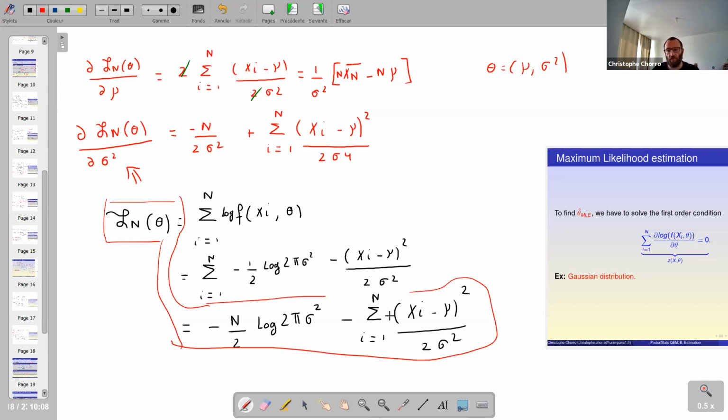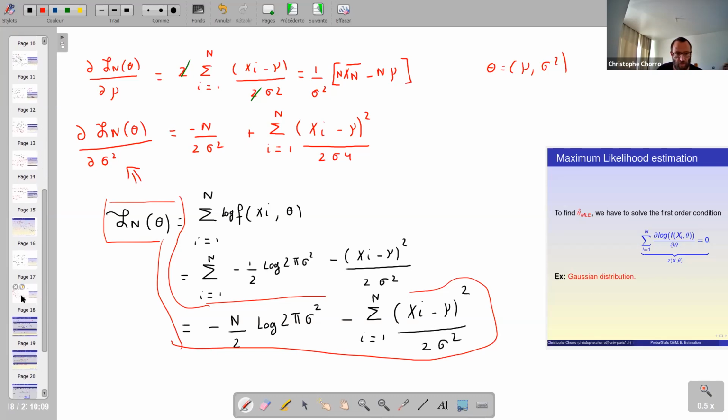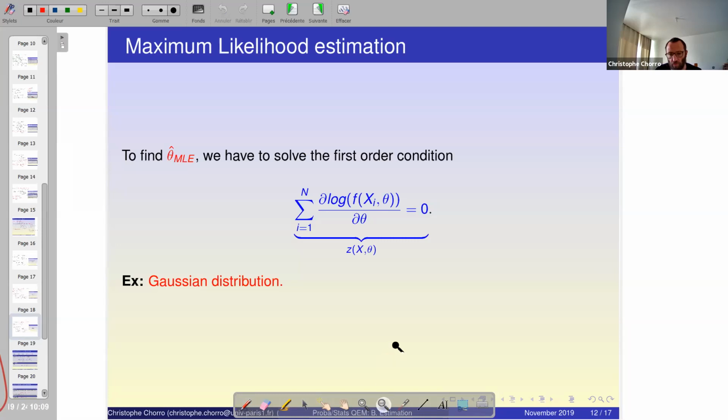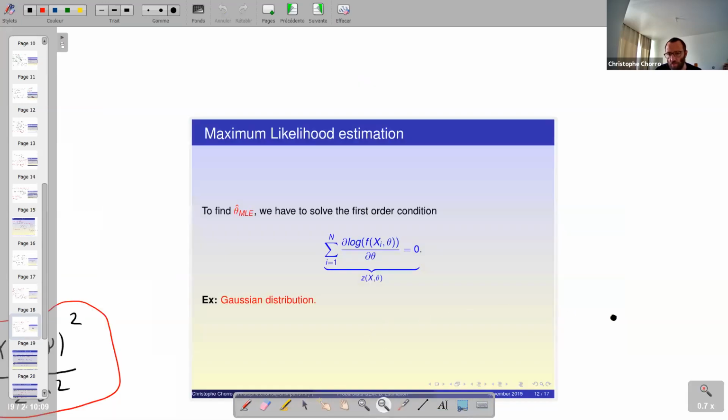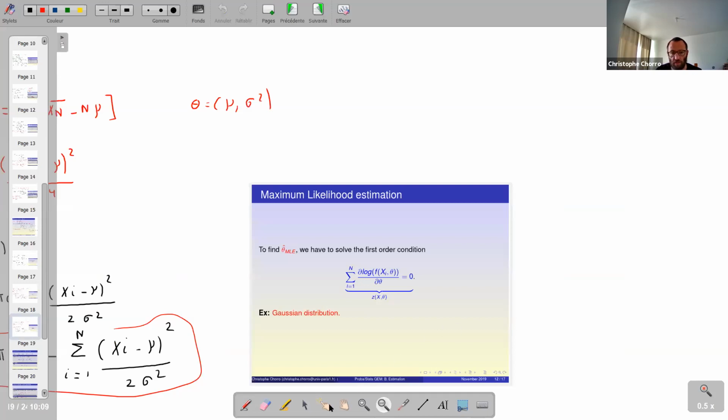So you have the log likelihood expressed this way. I compute the partial derivative to obtain this quantity, what I have called the score. First, the partial derivative with respect to the first parameter, that is mu. I obtain this expression, and then the partial derivative with respect to the parameter sigma square, and I obtain this quantity here. And now, if I want to find the maximum likelihood estimator, I have to solve the first order condition. And what is the first order condition in this situation?